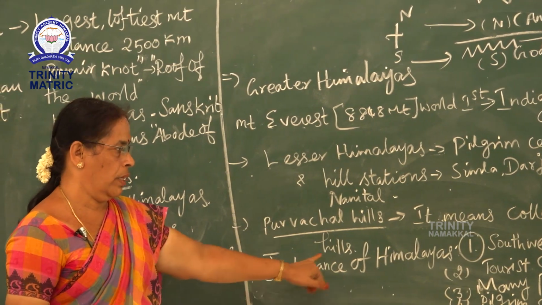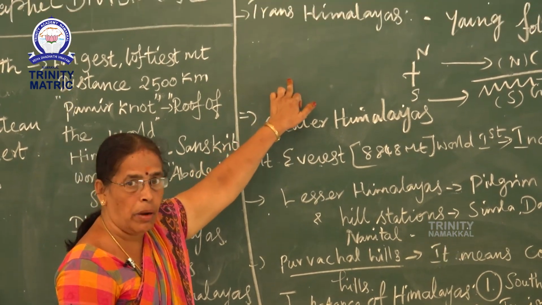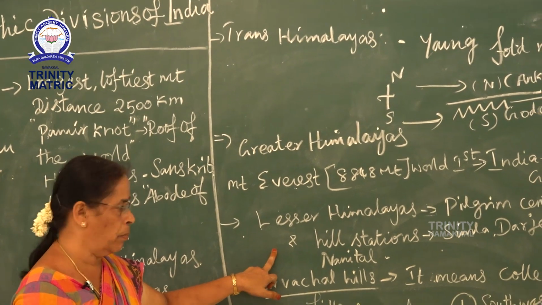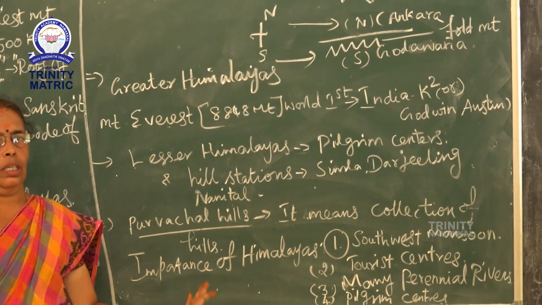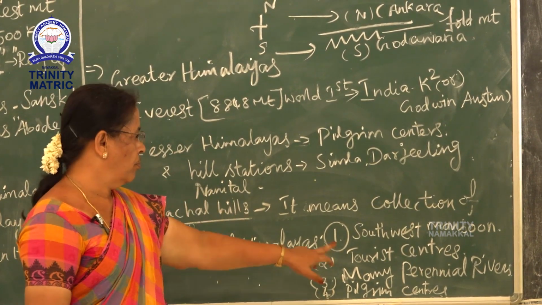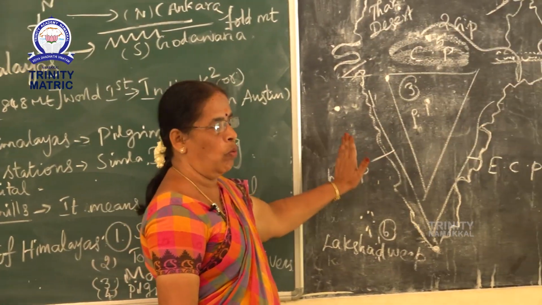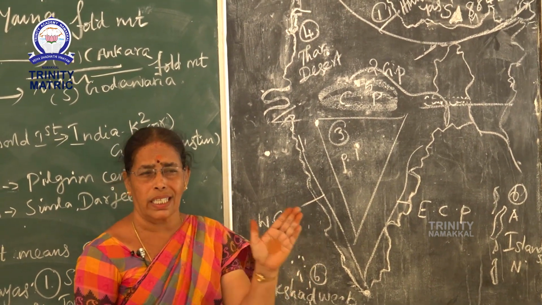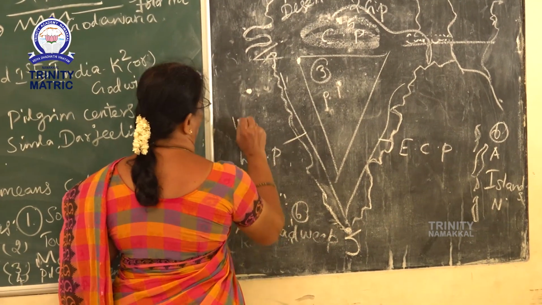Then the next point, do you understand? The Trans-Himalayas, second the Greater Himalayas, then the Lesser Himalayas and the Purvanchal hills. Okay. Now, what is the importance of the Himalayas? Number one, the Southwest Monsoon. Look at the map. Southwest is a direction. Why is it called southwest? The direction is south, and here it is west.